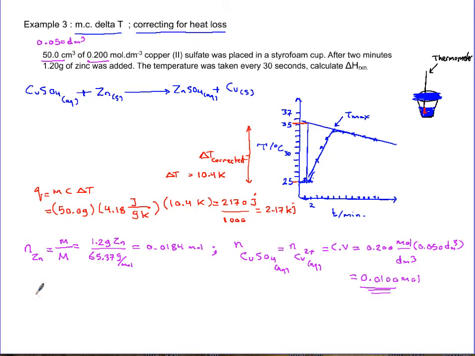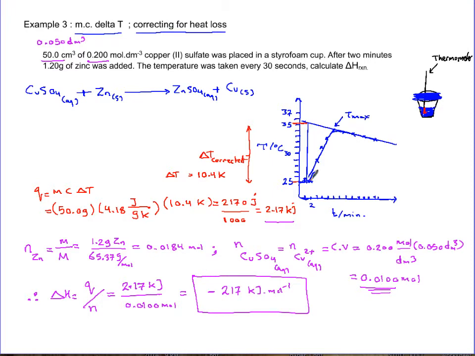So I'm ready to calculate my delta H of reaction, which is heat divided by moles of the limiting reactant. It's equal to 2.17 kilojoules divided by 0.0100 mole. It's 217 kilojoules per mole. Now don't forget to put your minus because the temperature was rising. It's an exothermic reaction.